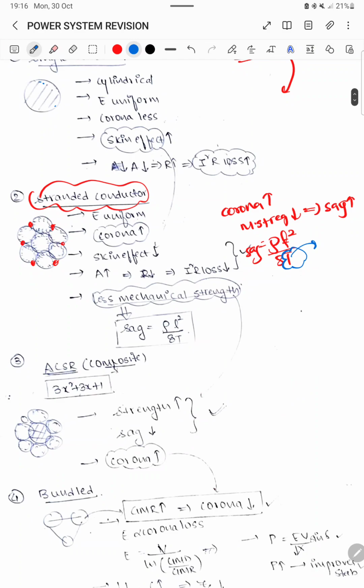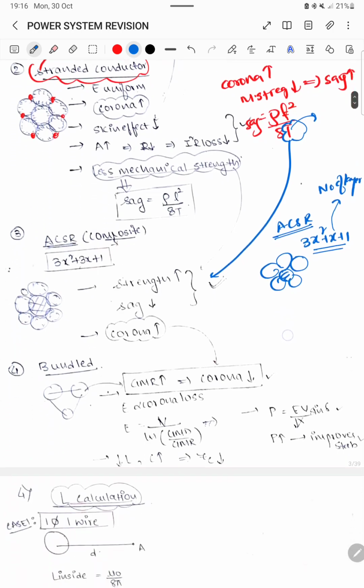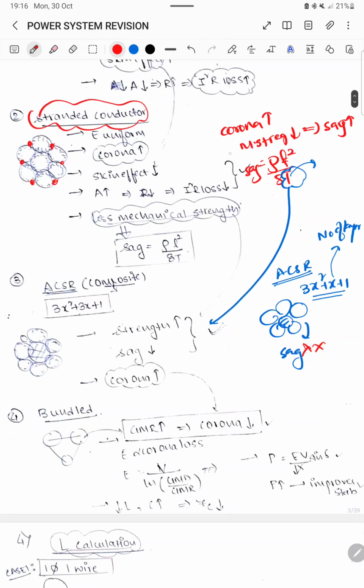To improve the tensile strength, we move to ACSR conductor, with aluminium at the center and steel at the outer layers. So the number of conductors surrounding the center is given by 3x square plus x plus 1, where x is the number of layers. Okay. With ACSR, the sag problem is reduced. Sag is gone. So one problem is solved.